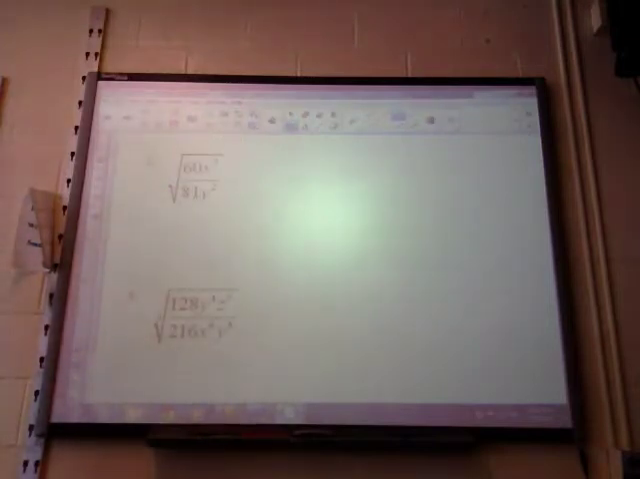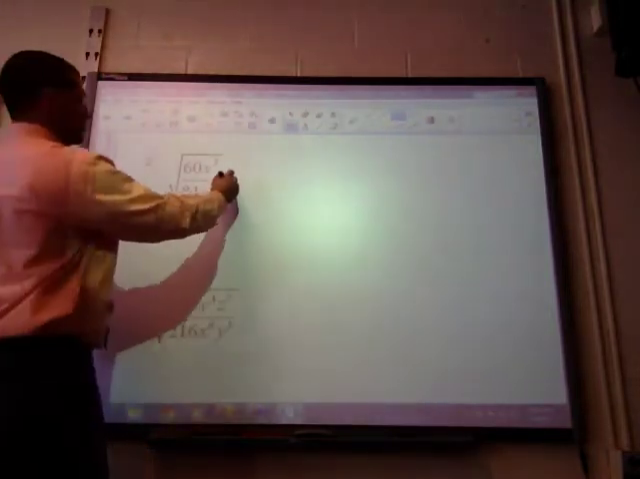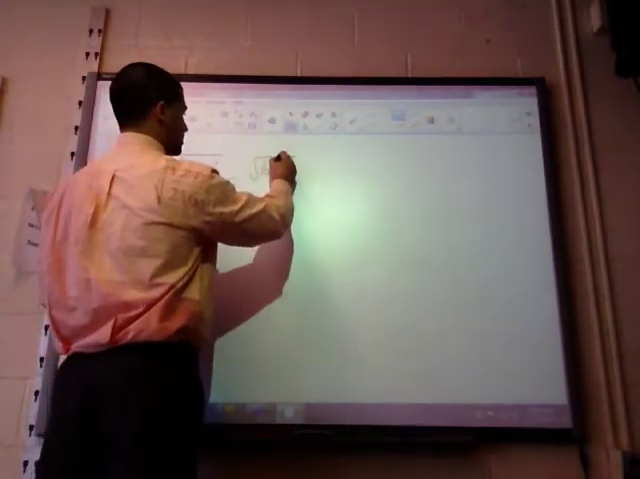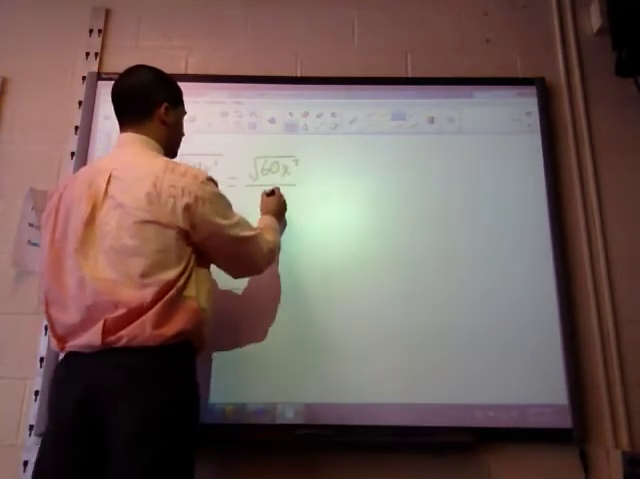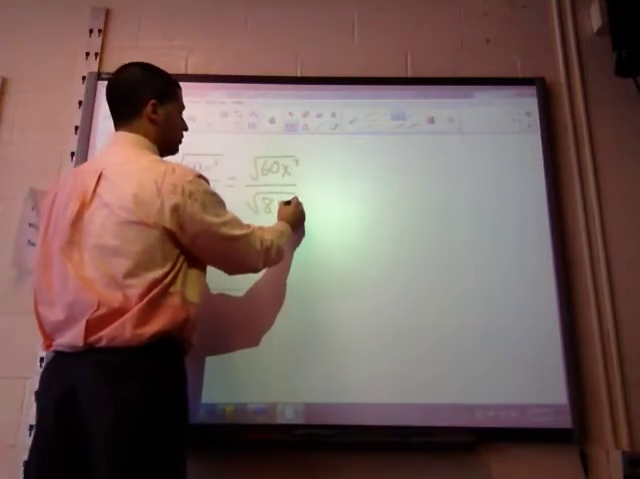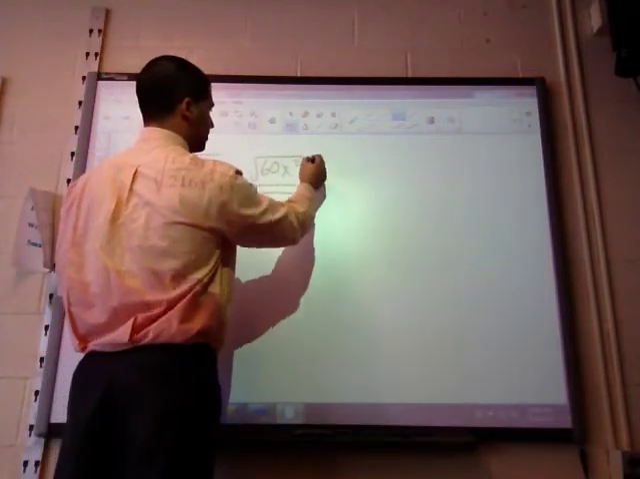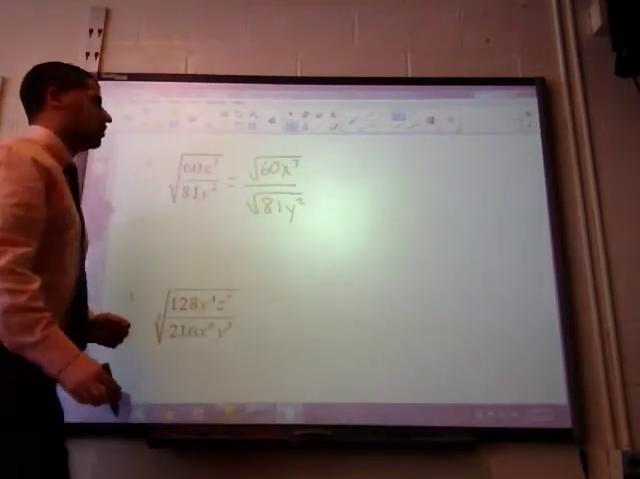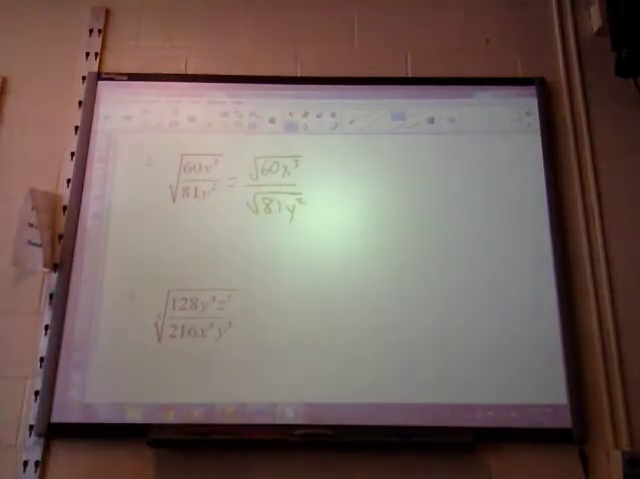All right, now we're going to deal with variables. Variables create a whole different problem here. Let's split this one apart on number 2. So it's radical 60 x to the 3rd over radical 81 y squared. Notice how in the last problem both methods work. So I'll talk to you about what time to use each one.